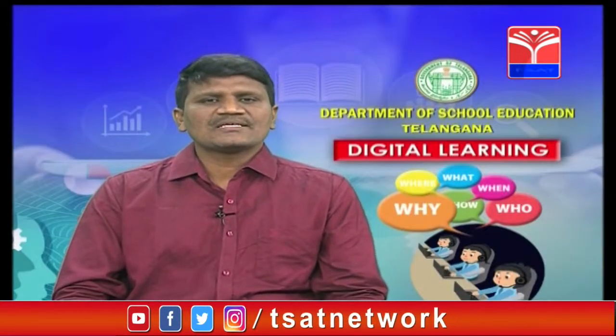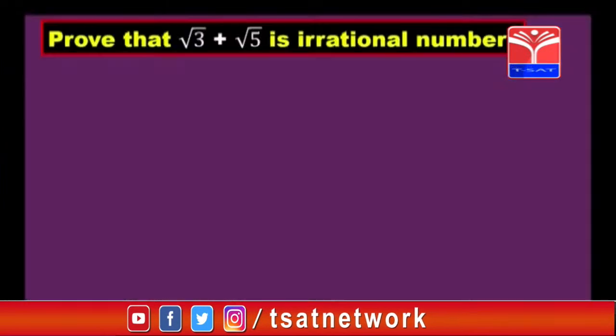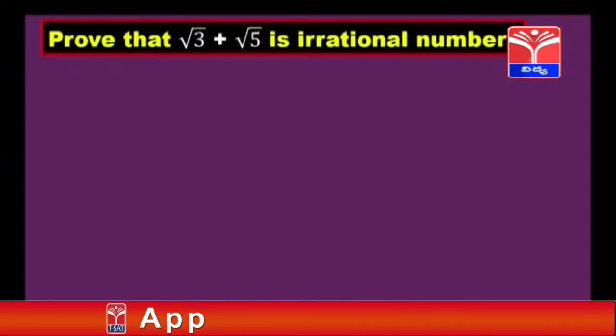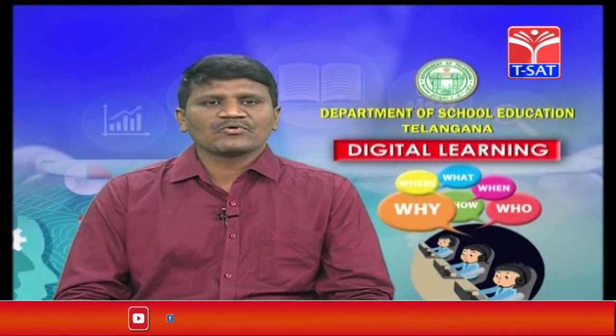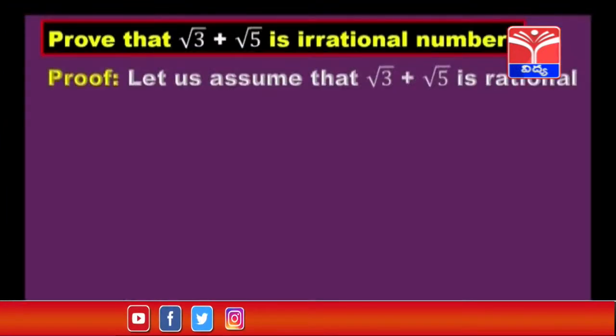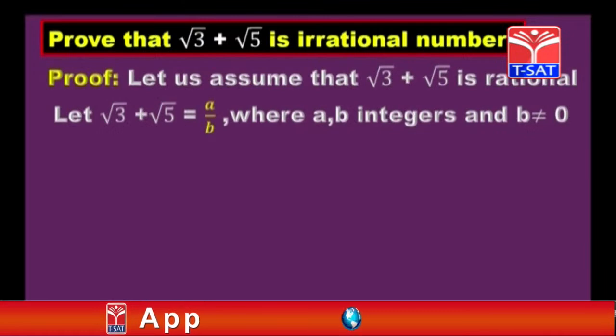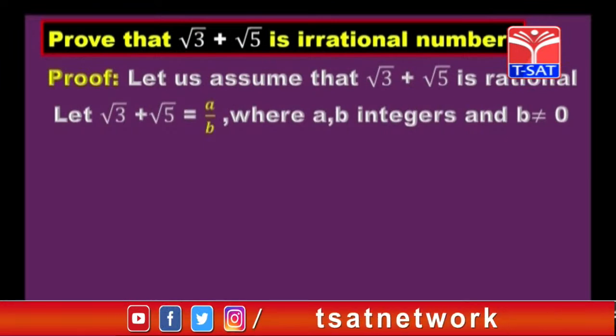Prove that root 3 plus root 5 is an irrational number. Let us prove this by contradiction. The opposite of an irrational number is a rational number, so we assume the given number is rational. Let us assume that root 3 plus root 5 is rational. By the definition of a rational number, it is in the form p by q. Let root 3 plus root 5 equal a by b, where a, b are integers and b is not 0.